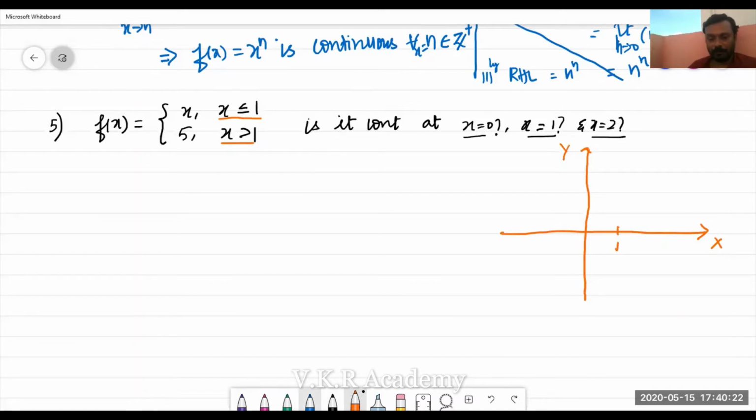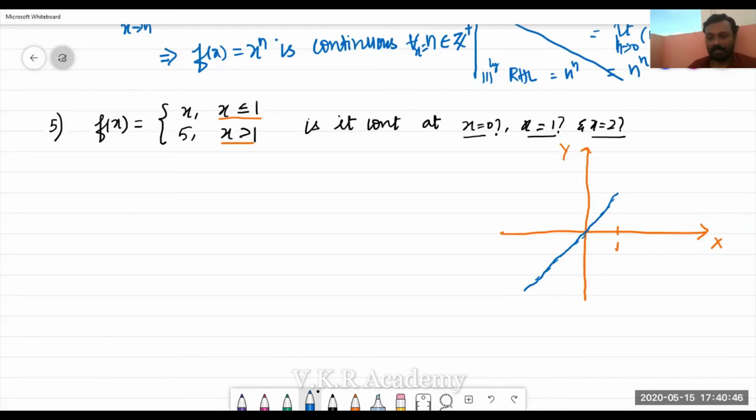When x is less than 1, for all the values less than 1, f of x is equal to x. This is the graph. f of x is equal to x, that is, y equal to x.